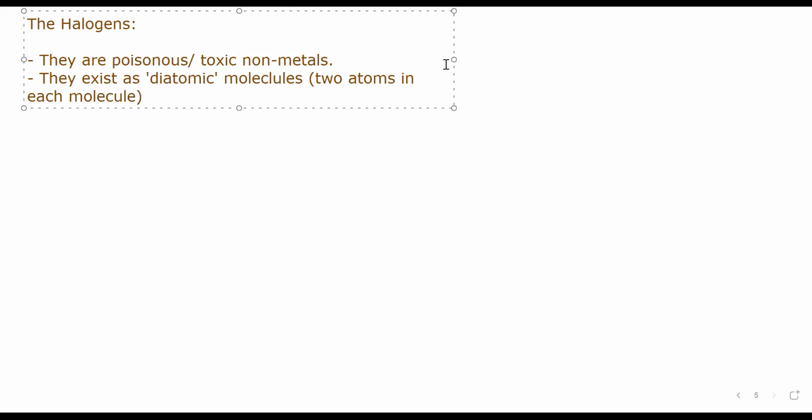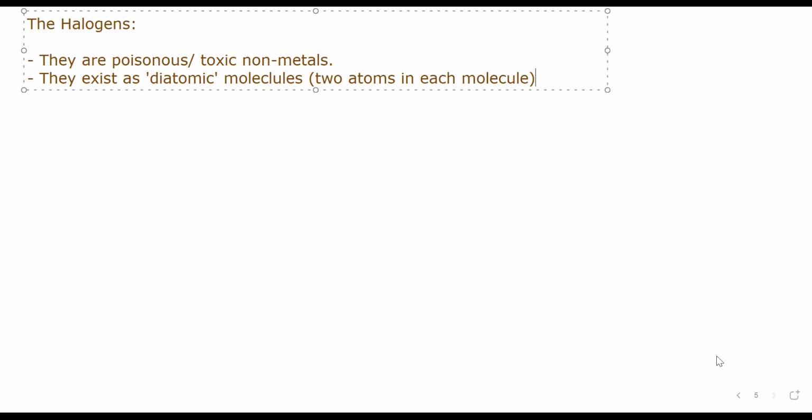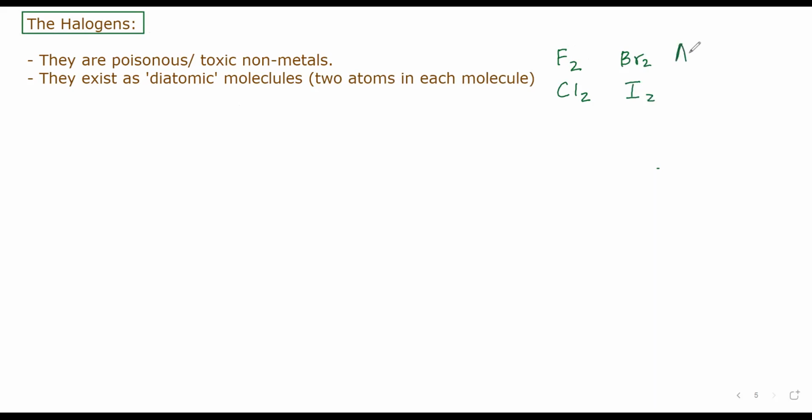So what does it mean when I say diatomic? It means I'm going to talk about F2, Cl2, Br2; they will all be existing as diatomic. Let me write it here so you understand it better. I am talking about F2, Cl2, Br2, I2, and astatine, At2. So they will exist as diatomic molecules.